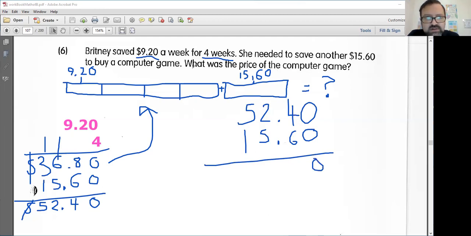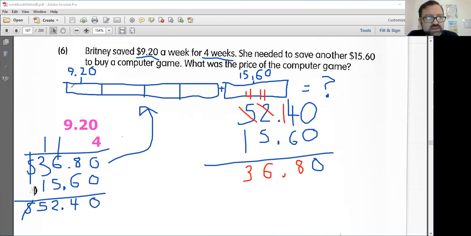Okay, 0 minus 0 is 0. I'm gonna switch colors here and do some borrowing. Let's change these two ones to 1, 1, and 10 tenths. 14 minus 6 is 8. Decimal point, once again, I gotta do some borrowing. This changes to a 4, and now I have 11 ones minus 5 is 6 ones. All right, now I have 36.80 again.